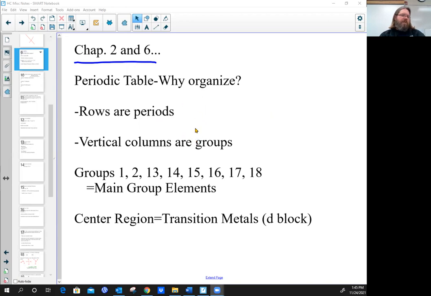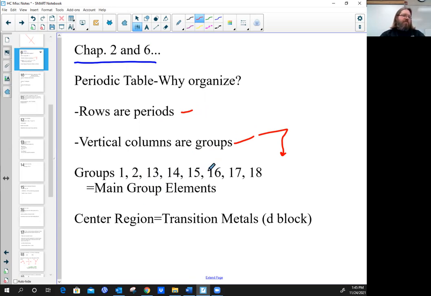These are some notes we started a little while back. We talked about why we organize the periodic table: for the purpose of placing different elements within groups of similarities. These vertical columns are groups, the rows are called periods, and the groups have similar properties. And just so you know, the reason I'm looking this way is that I'm looking at my second monitor.